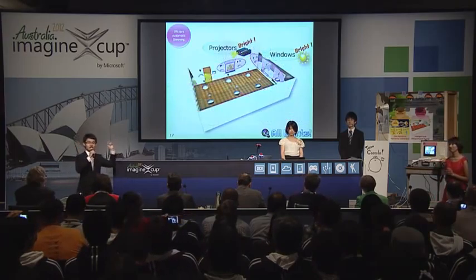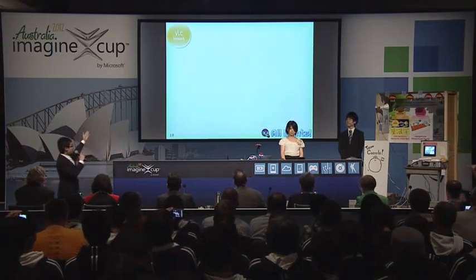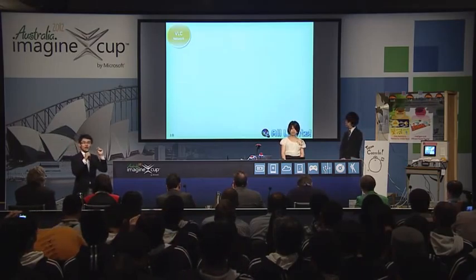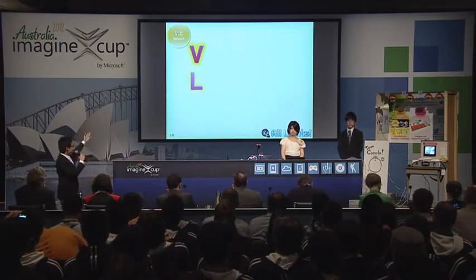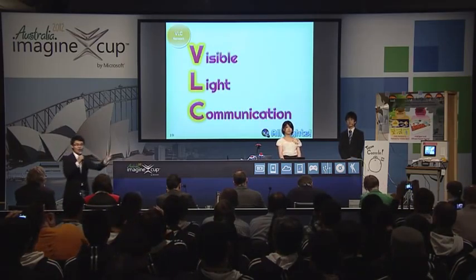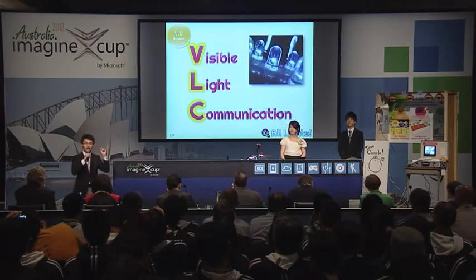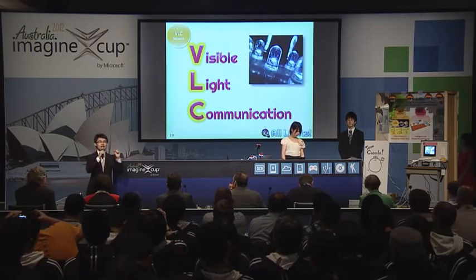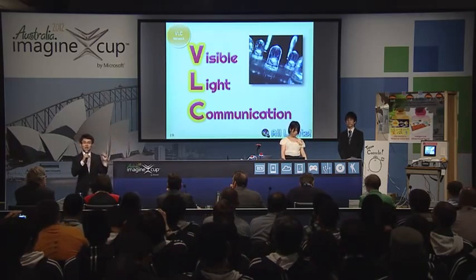The second function is the Visible Light Communication Network, or VLC network in short. VLC is Visible Light Communication, which means the communication technology using visible rays. In our case, we use the lights from the LEDs for the communication, and by blinking them, we're able to transfer data.